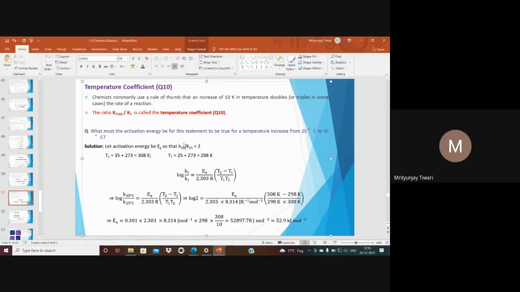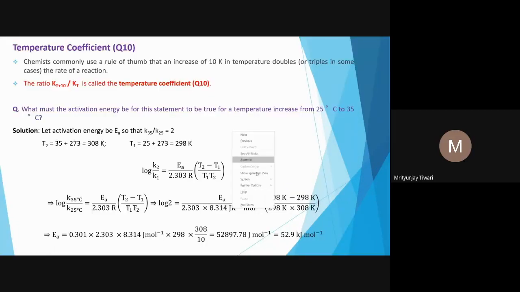This is a smaller case letter, capital with the capital K. We write equilibrium constant with the capital K, while we usually represent rate constant with the smaller case letter. This was the typing error. So K35 by K25 is equal to 2. And the temperatures that we know, the temperature T2 is what? 35 degrees centigrade means 35 plus 273, that is 308 K. And the T1 was 25 degrees centigrade means 25 plus 273 means 298 Kelvin.